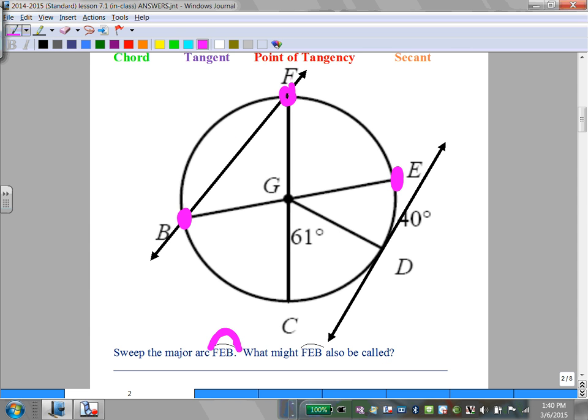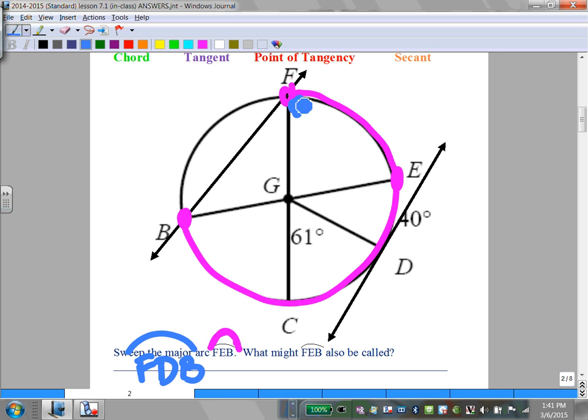Ready, guys? So, FEB, the major arc, means this. Start at F, go through E, and end at B. That's called a major arc. It's bigger than 180. Now, what I'm about to show you is another name for it: FDB. Write FDB down. Put your pencil on F, go through point D, and end at B. That's the exact same arc.